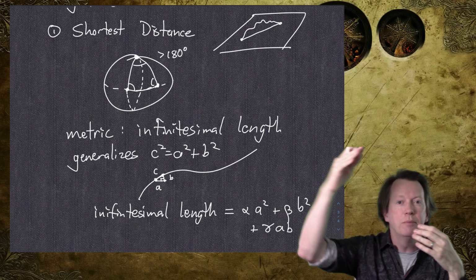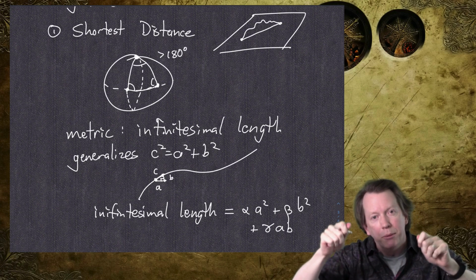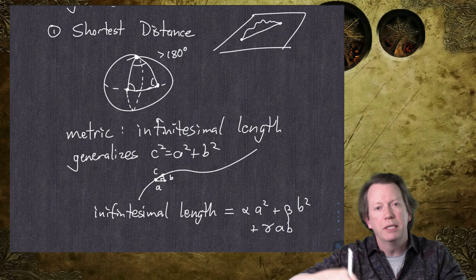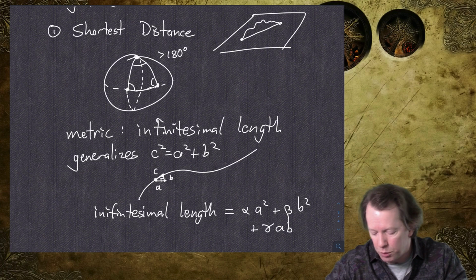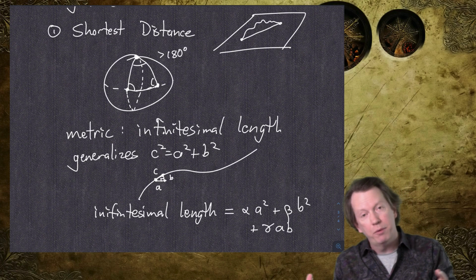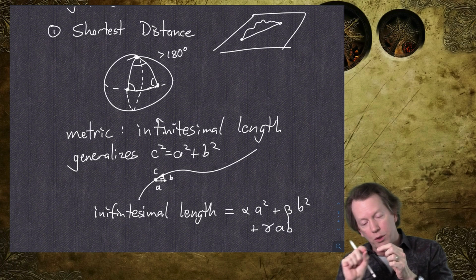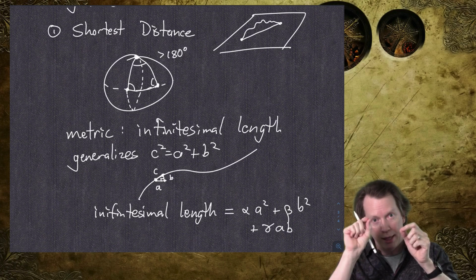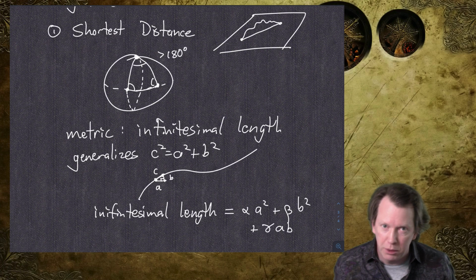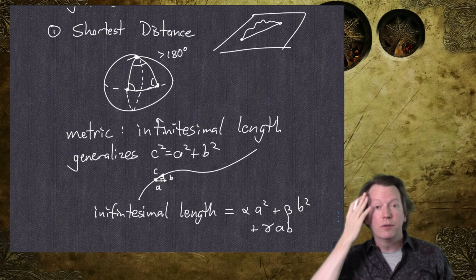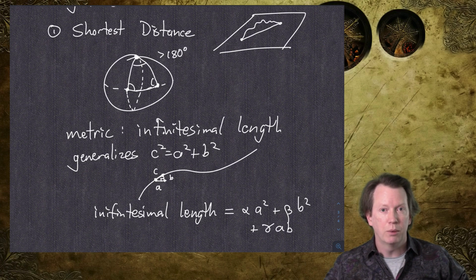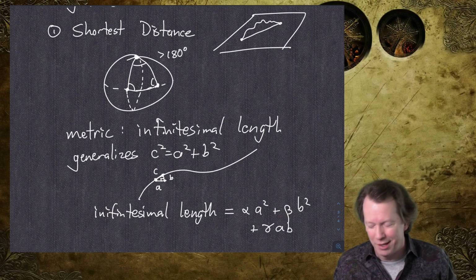And then you can just add them all together along the curve. It's like a little odometer, right? You're pushing this little odometer and it's measuring your path length as you go. And these numbers alpha, beta, gamma, that tell you how to convert little coordinates, which are what A and B are, into physical lengths, which is what C is, they could change from place to place in the manifold, as we call this space of all different points.